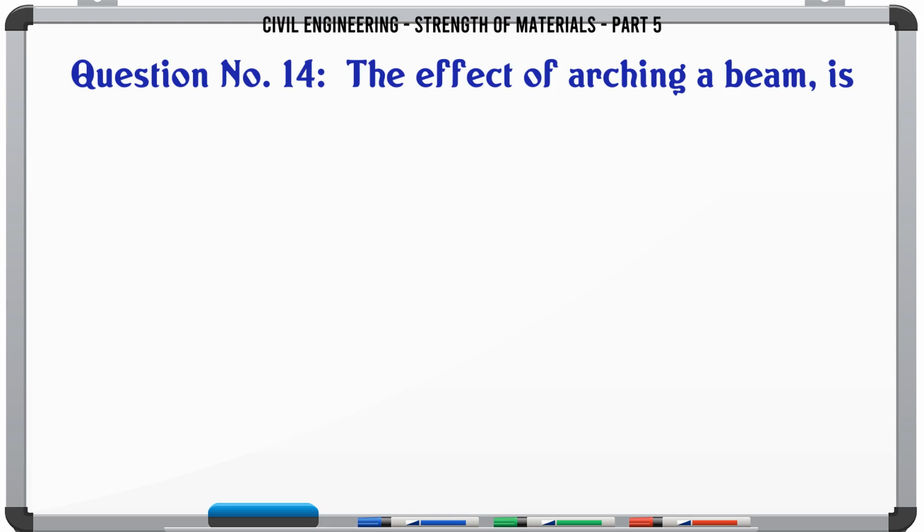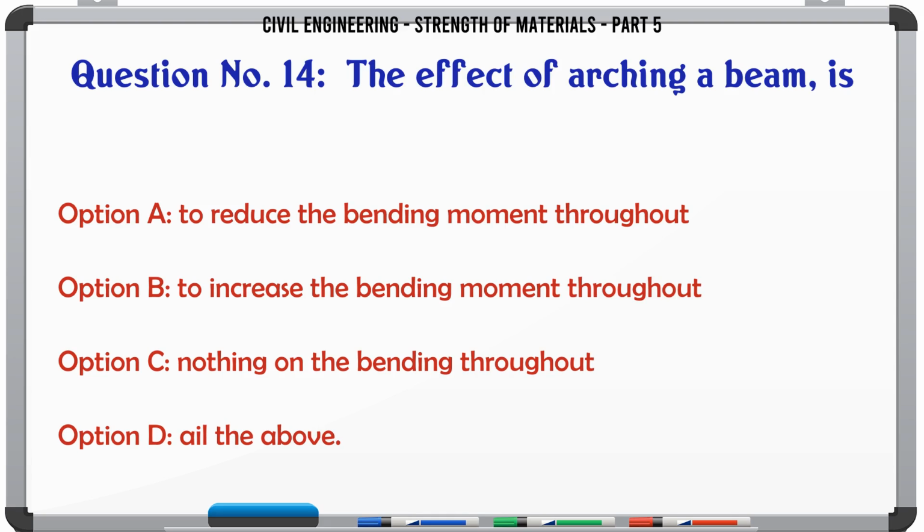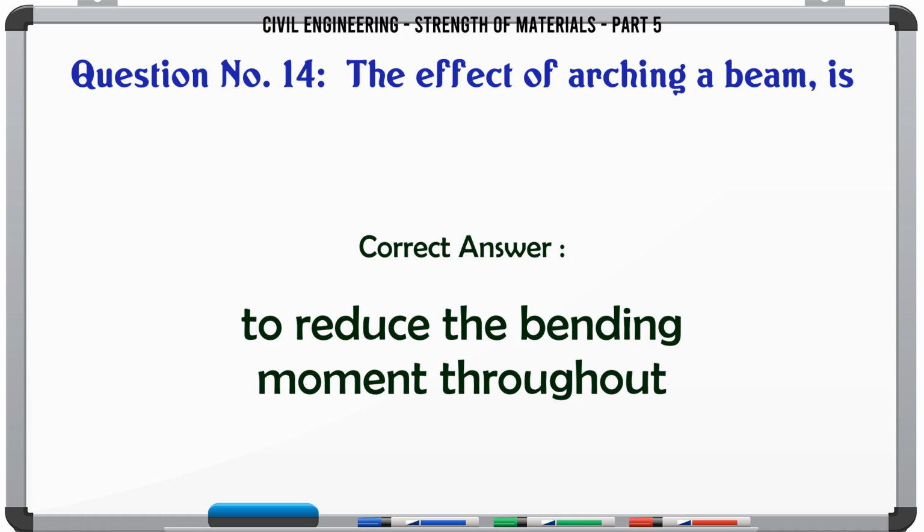The effect of arching a beam is: A. to reduce the bending moment throughout, B. to increase the bending moment throughout, C. nothing on the bending throughout, D. all the above. The correct answer is to reduce the bending moment throughout.